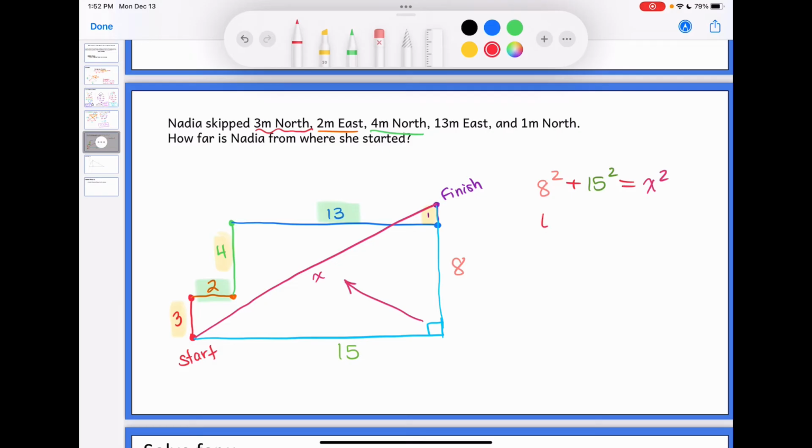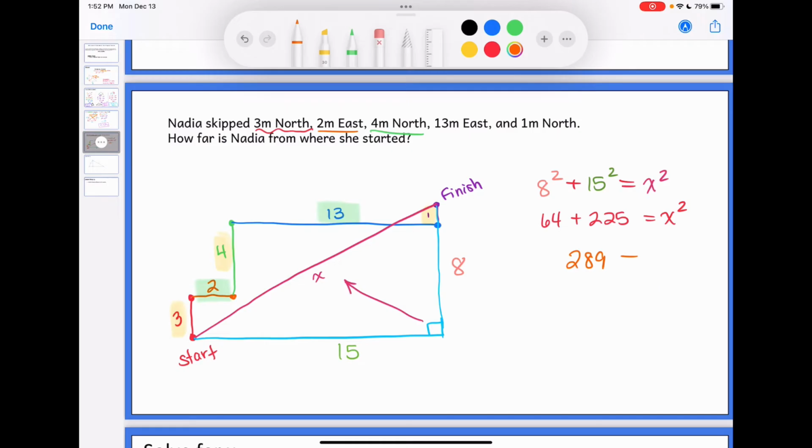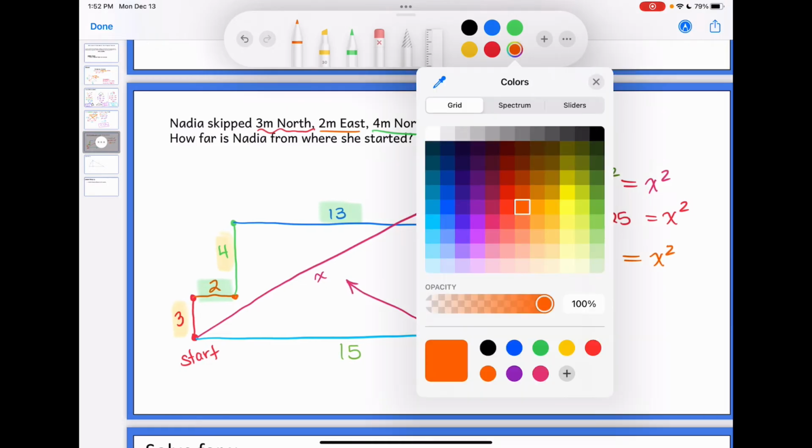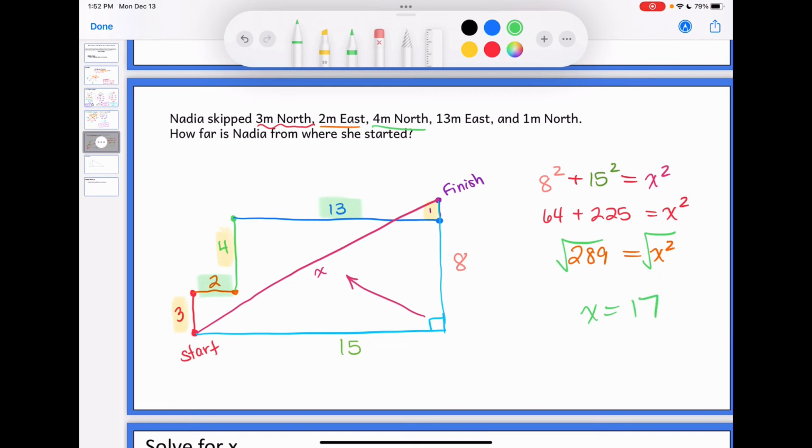Let's see, 8 squared is 64, 15 squared is 225. This equals x squared. 64 plus 225 gives me 289. Square root both sides. Square root of 289 is 17. Now again, I could put plus or minus 17, but this is a distance, right? So it can't be negative. So it's positive 17, and we are talking about 17 meters. So she is 17 meters from where she started. So there again, even if we draw our triangles, we can still figure it out. Just make sure that you have a right triangle and that everything connects, right?